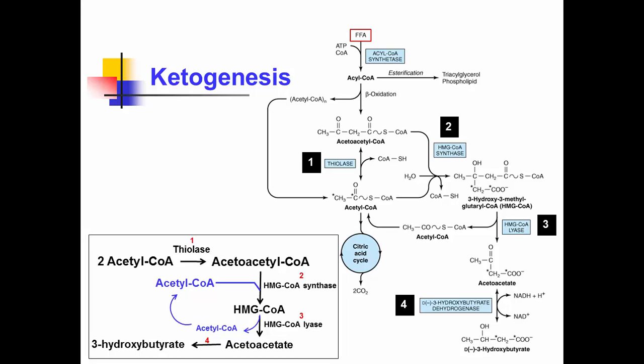So two acetyl-CoA molecules can be condensed to acetoacetyl-CoA by this enzyme called thiolase. And the next step is that acetoacetyl-CoA, together with another molecule of acetyl-CoA, forms HMG-CoA. HMG-CoA has a long name, 3-hydroxy-3-methylglutaryl-CoA. The enzyme catalyzing the reaction is HMG-CoA synthase. And then the following step is the breakdown of HMG-CoA by HMG-CoA lyase, releasing acetoacetate and an acetyl-CoA molecule. This acetyl-CoA molecule is recycled and enters the next round of reactions.